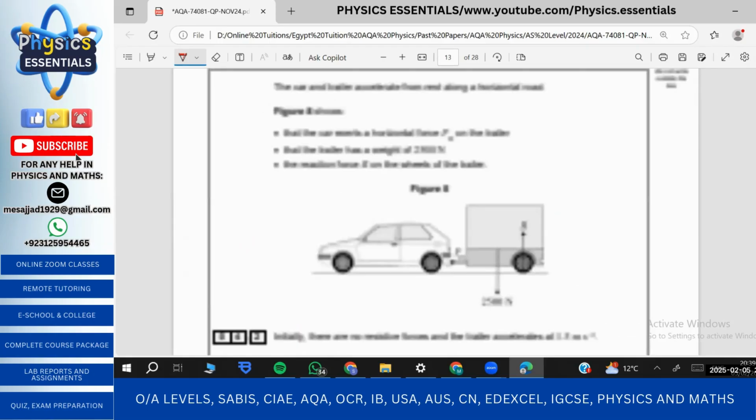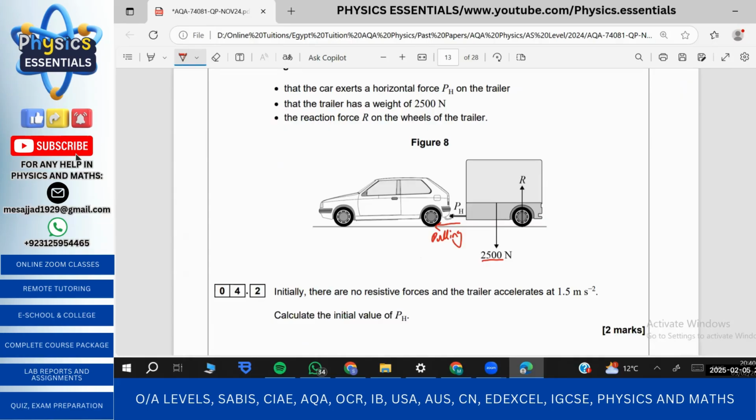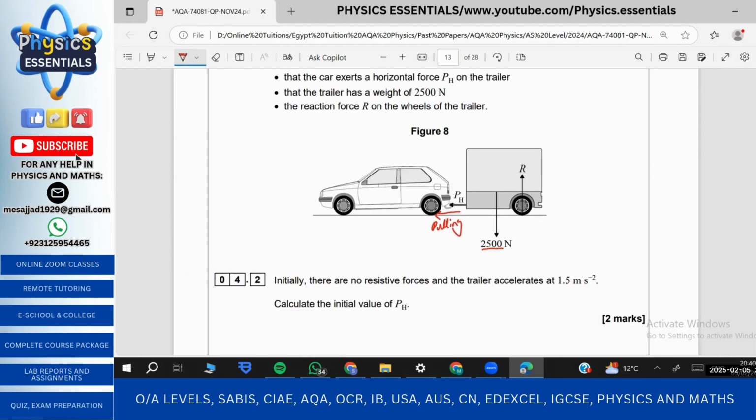Okay. The car and trailer accelerate from rest along a horizontal road. Figure 8 shows that the car exerts a horizontal force PH on the trailer, which is actually the pulling force. And when you pull the trailer, it is actually moving on the road. The trailer has a weight of 2,500 Newton. The reaction force R on the wheels of the trailer is R. Initially, there is no resistive force on the trailer, and the trailer accelerates at 1.5 meter per second square. Calculate the initial value of PH.